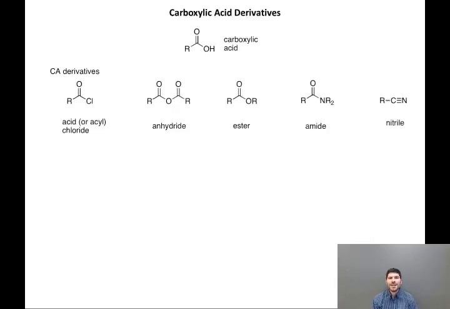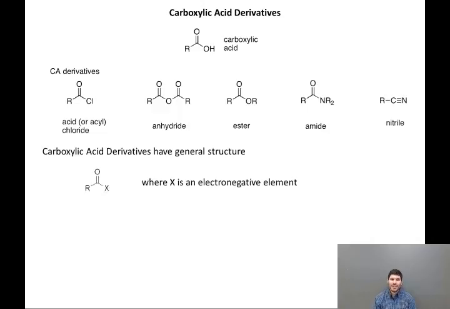Okay, so we've talked a little bit about carboxylic acid. Now I want to talk a little bit about carboxylic acid derivatives. The derivatives that we have to concern ourselves with are the acid chloride, sometimes also known as the acyl chloride, the anhydride, the ester, the amide, and the nitrile. Okay, now the nitrile looks kind of different. You may be wondering why it's on this list. Why did I choose these particular compounds to go on the list?